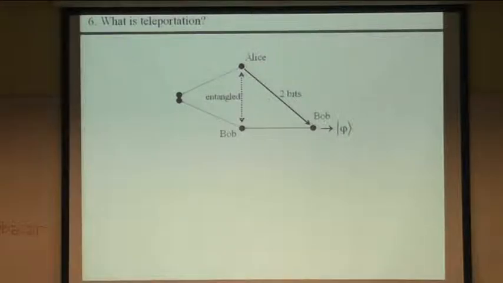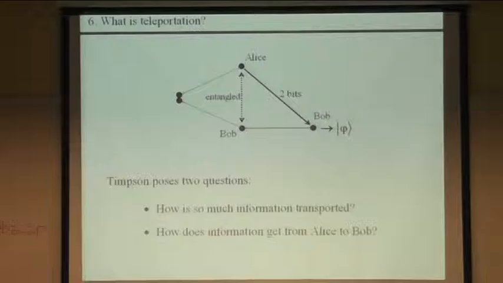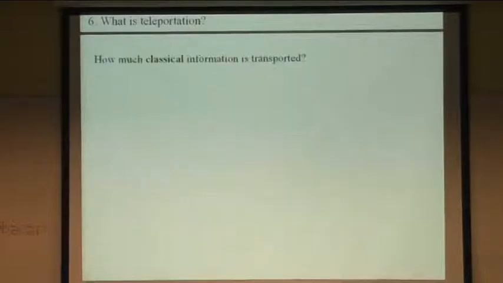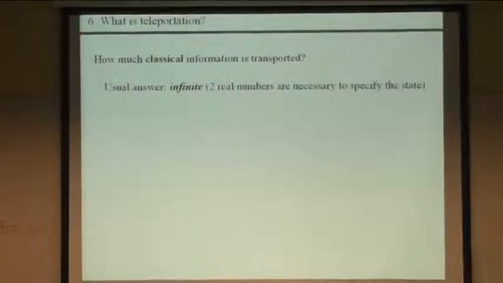This is very strange, and there are two questions, I think, that are very interesting, that Chris says we can pose in this situation. One is, how much information is transported, and then how information gets from Alice to Bob. Let us consider the first one. But which kind of information? Classical information, how much classical information is transported? Well, the usual answer is that it is infinite.